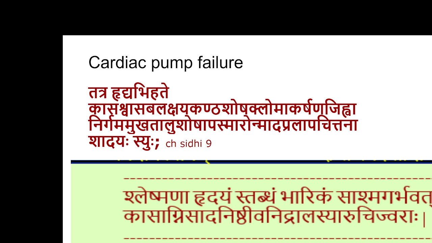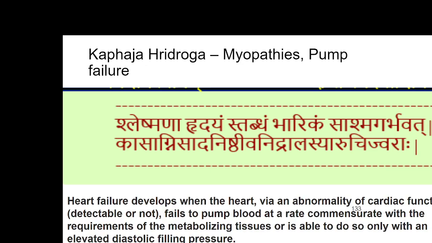In Vagbhata, the typical presentation is Shleshmavrutadayam stabdham bharikam ashmagarbhavat. There would be a hypertrophy of the heart. The size of the heart would be increased, and the patient would feel a heaviness in the chest. The heart would be felt as a hard mass, ashmagarbhavat, as if there is a stone in the chest. That kind of feeling is felt by the patient. And kasa, agnisada, nishthiva, nidra, alasya, aruchi, jvara, the other symptoms would occur in such conditions.